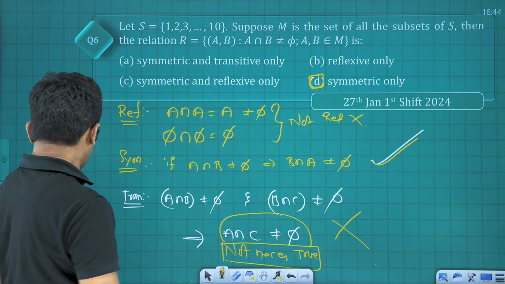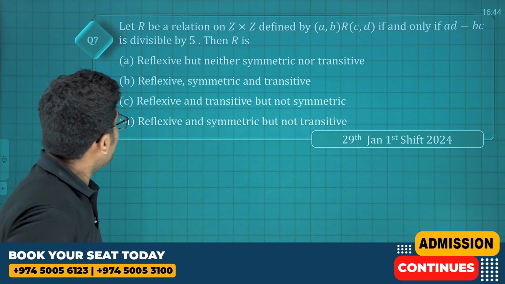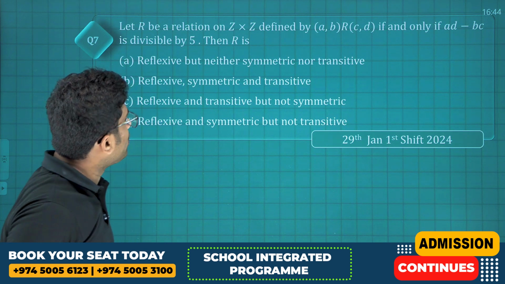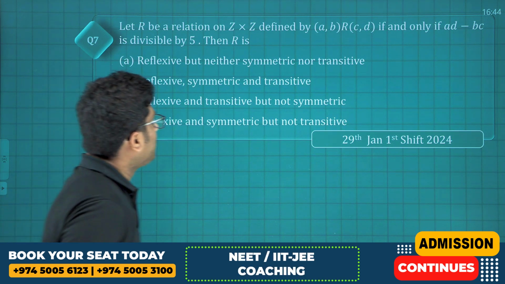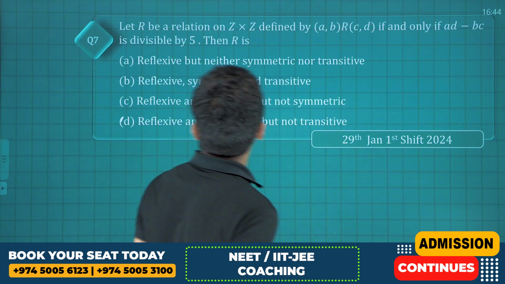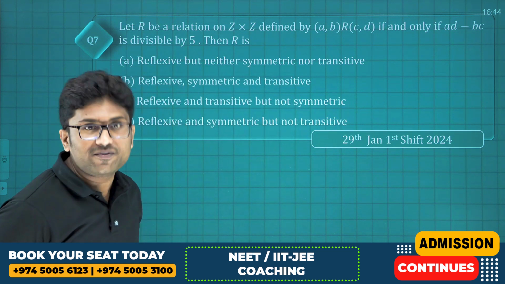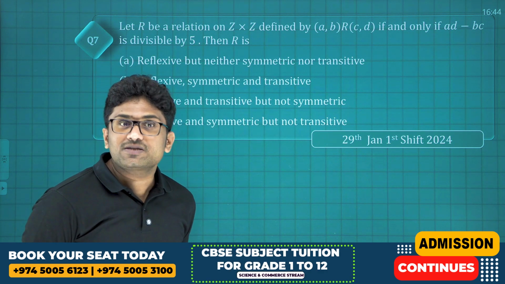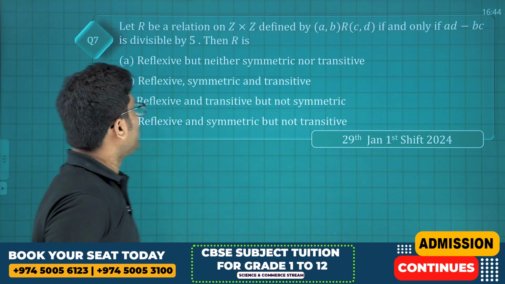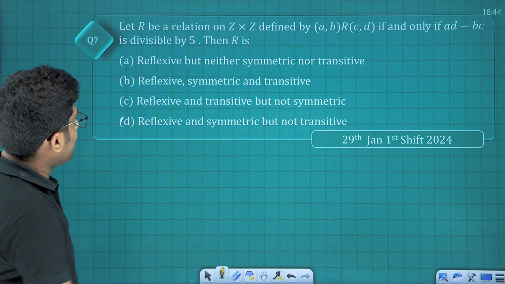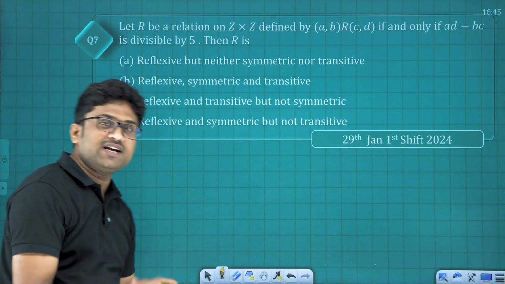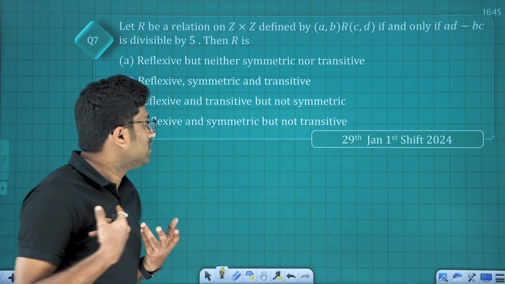Clear? Next question. Let a relation be defined on integers such that the ordered pair AB is related to CD if and only if AD minus BC is divisible by 5. AD minus BC divisible by 5 means, friends, AD minus BC divisible by 5. So is it reflexive, symmetric, transitive? They are asking about all of them.